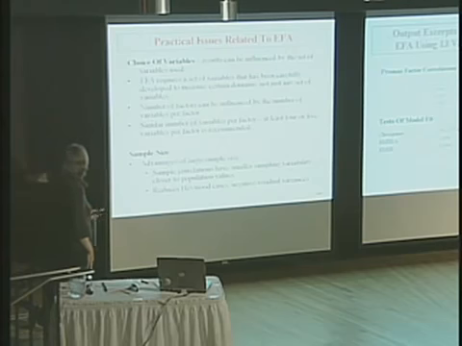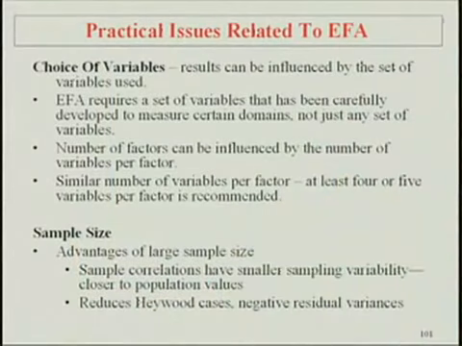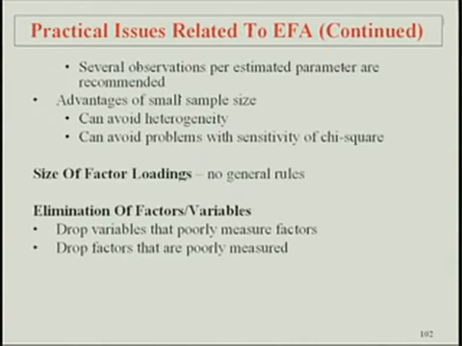So just to quickly go over practical issues, choice of variables. I already said that, so I'm not going to go over that again. Sample size. A large sample size gives you more stable correlations, and you don't get as many of those Heywood cases that Bengt talked about, which are negative residual variances, which mean the model is not admissible. Small sample size can avoid problems with chi-square sensitivity, and heterogeneity can be avoided.